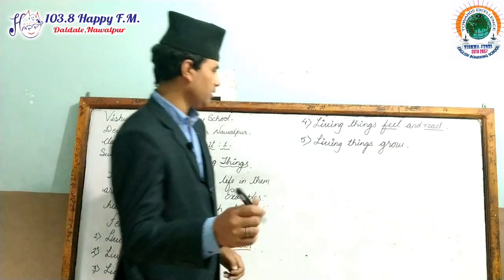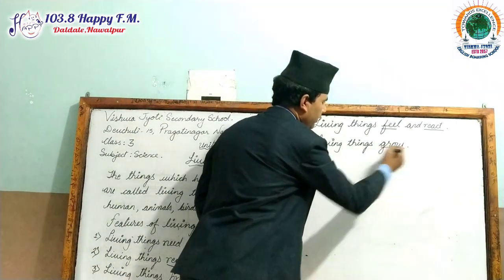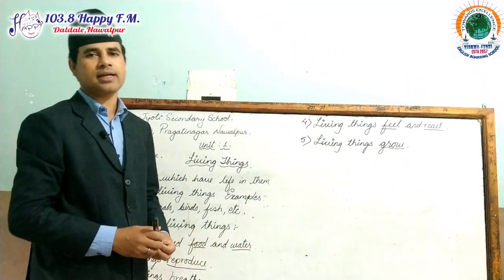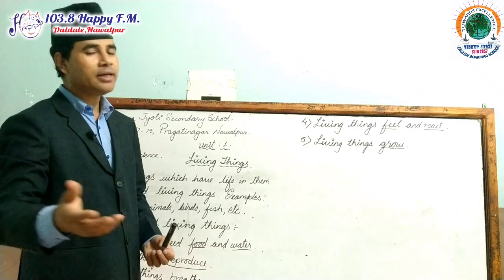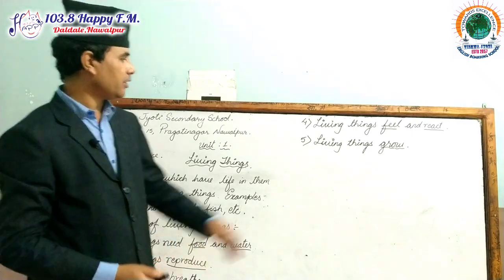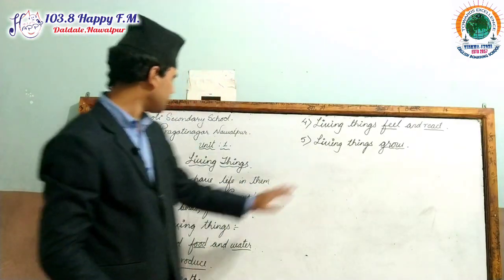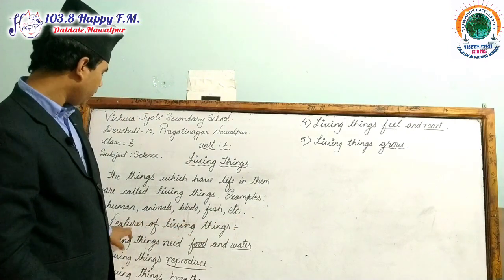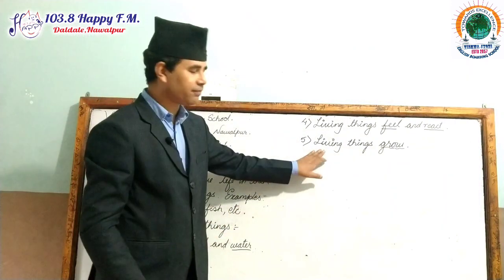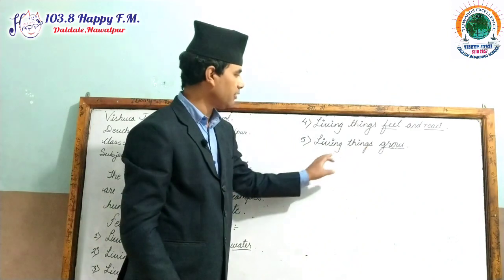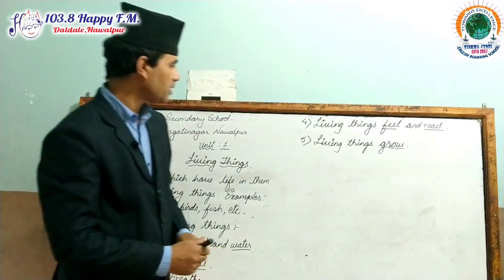Even students, you are growing. Last year you were in class 2 and this year you are in class 3. That means you are growing. Gradually you are also growing. That is the fifth important feature of living things. Living things grow.